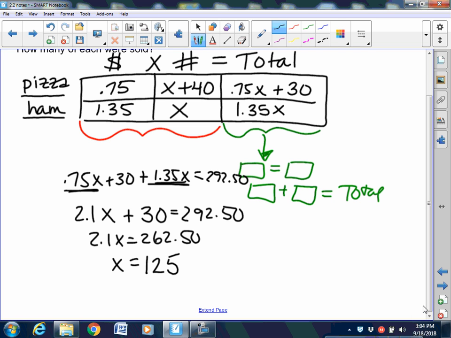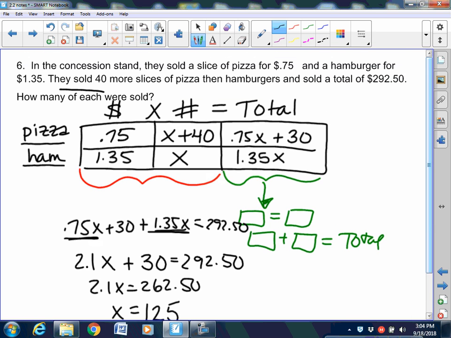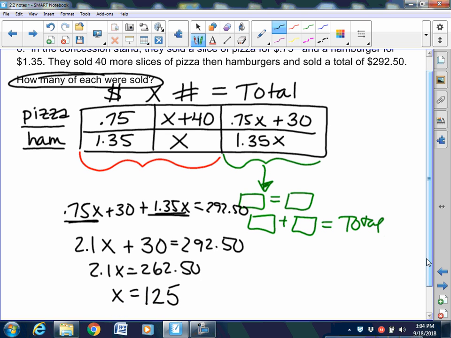But when you're done with your problem, you have to go back up and make sure you answer the question, right? Let's see what they're asking us to do. They're asking us how many of each were sold, so we have to answer that question. Again, that chart helps you. I found that x equals 125. I go back up there and I look at x.